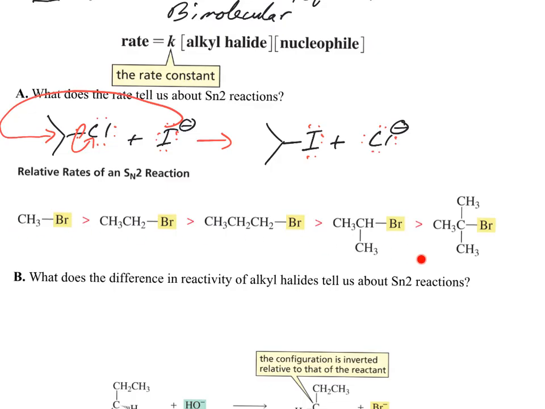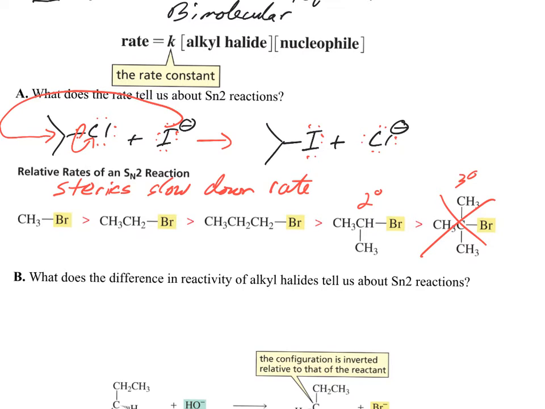So what this is showing us is the carbon that the leaving group is attached to, in this case the bromine. The less sterically hindered that carbon, the more reactive it is. So sterics slow down the rate. To the point where something like this, which is a tertiary (this is a secondary), a tertiary alkyl halide doesn't even work for an Sn2 reaction.